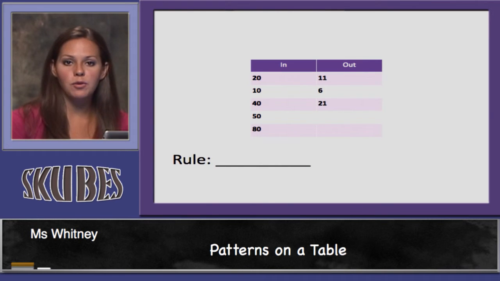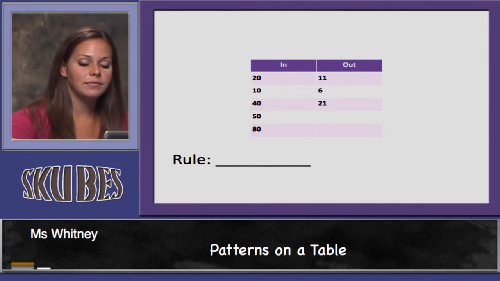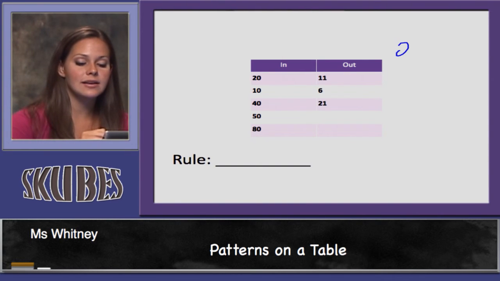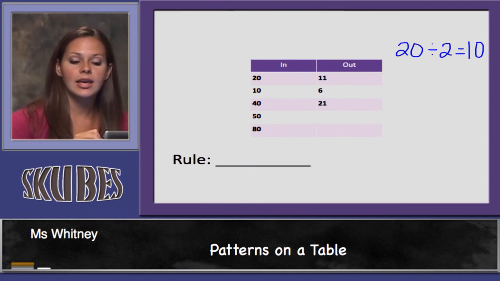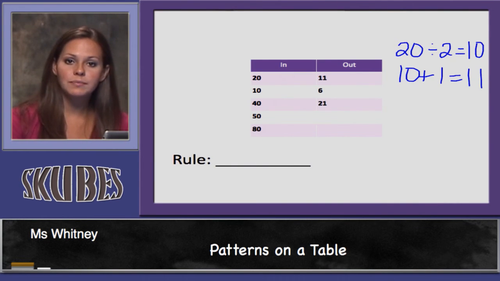In some input-output tables, the rule has more than one operation. Let's look at this one for example. We start with 20 and we get to 11. So first let's think, 20 divided by 2 equals 10. 10 plus 1 equals 11. So first we divided by 2 and then we added 1.